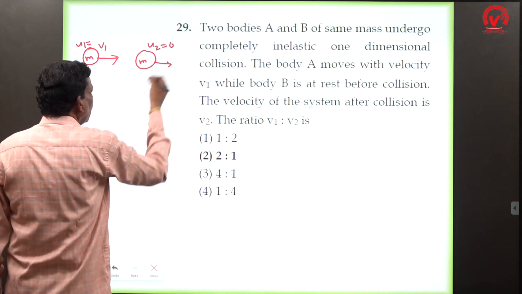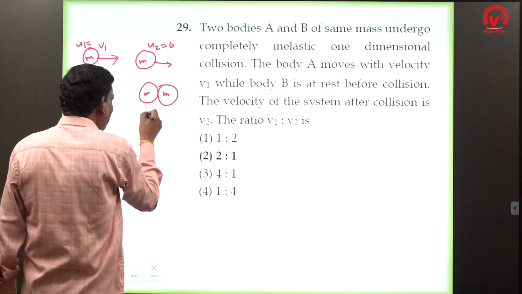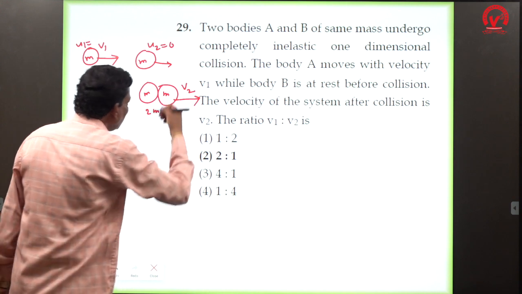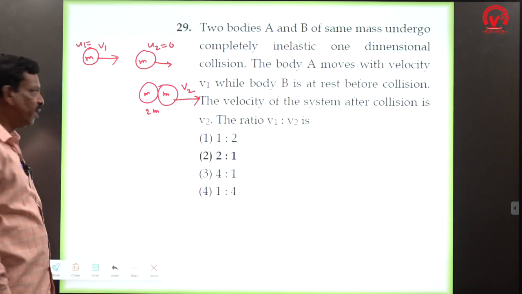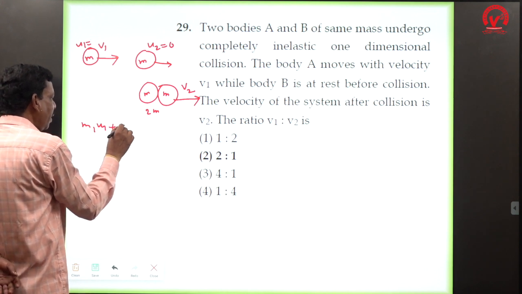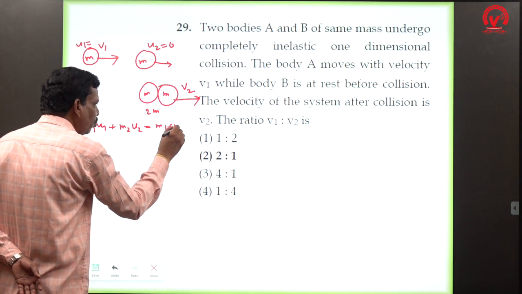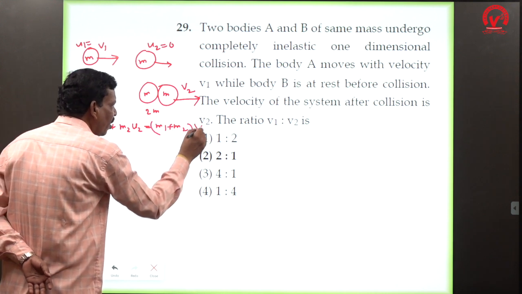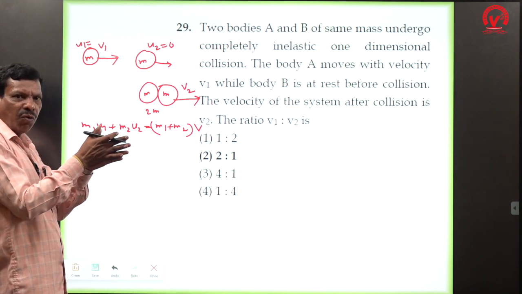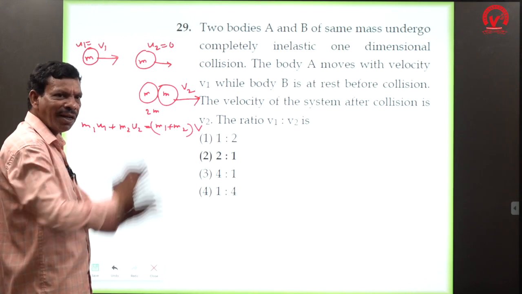It is also m. Then they collide with each other, and that time the mass is 2m. They are traveling with velocity v2. So this is an inelastic collision. In an inelastic collision, what we have is m1 u1 plus m2 u2 is equal to (m1 plus m2) into v. They are traveling with a common velocity, stuck to each other. In an inelastic collision, they stick to each other and travel with the same velocity.